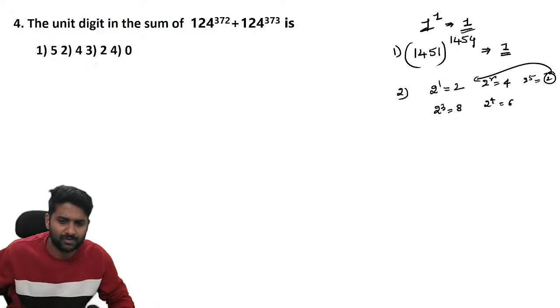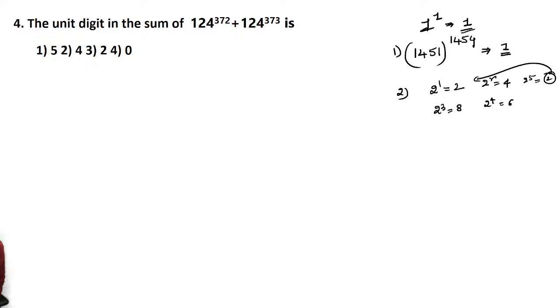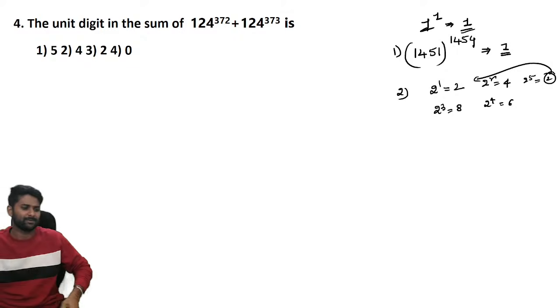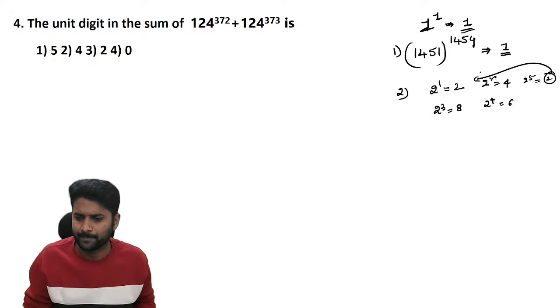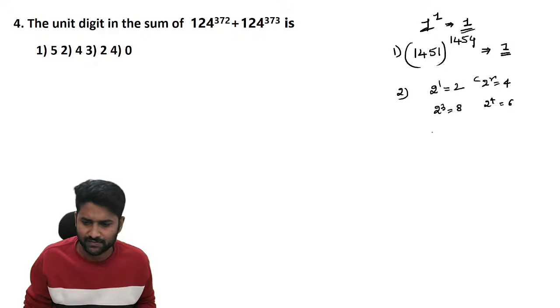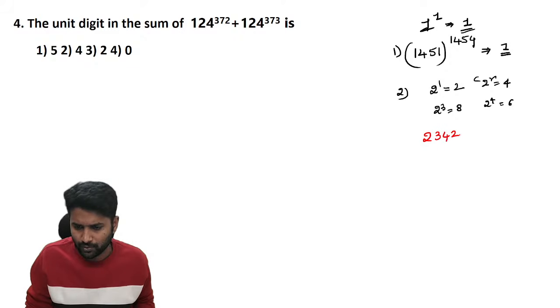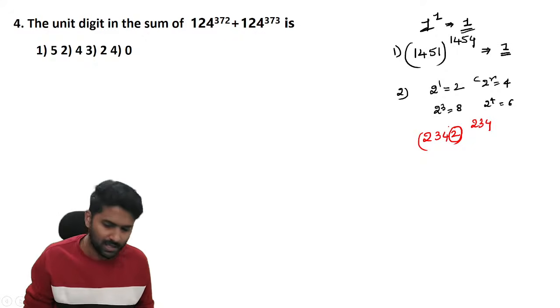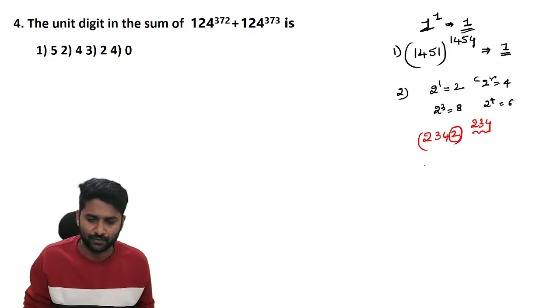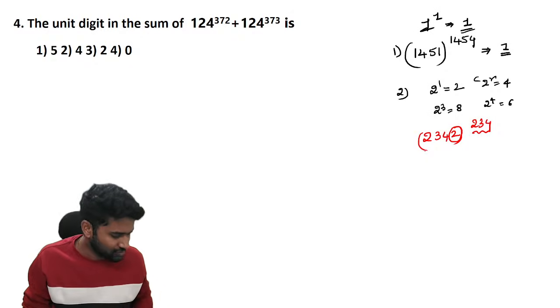You can check with 2 power 6. Again 2 power 6 ends in 4, repeated. Again 2 power 7, 2 power 8, 2 power 9. Those 4 digits are always repeated in the 2 power cycle. So only these 4 values are repeated. If 4 values are repeated, how are we going to solve these kinds of questions? For example, 2 whole power 234. You know that 4 values are always repeated.